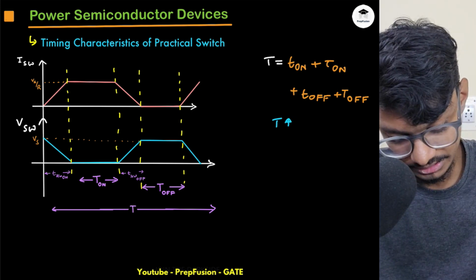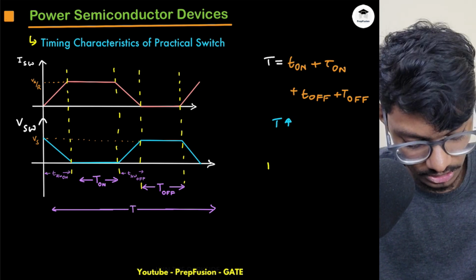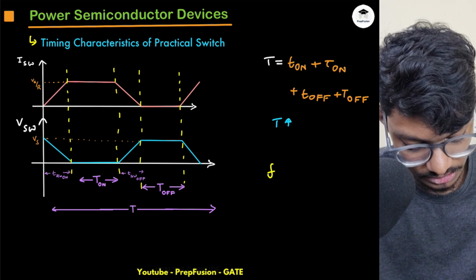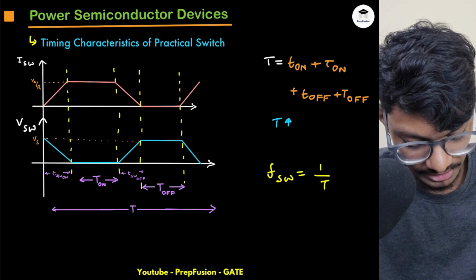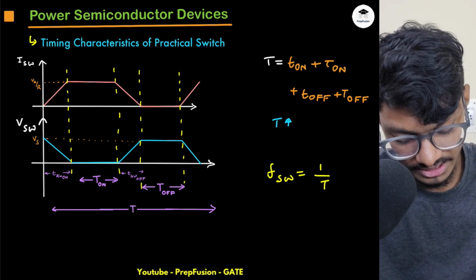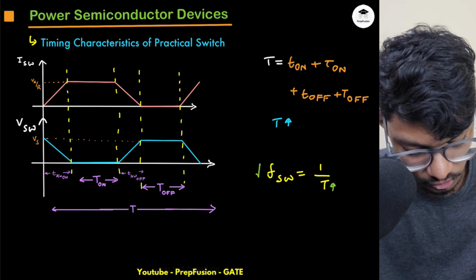So my T has increased. What can I say? So T, what is my switching frequency? My switching frequency is 1 by T. I have already explained. Now if T increases, obviously my switching frequency decreases.